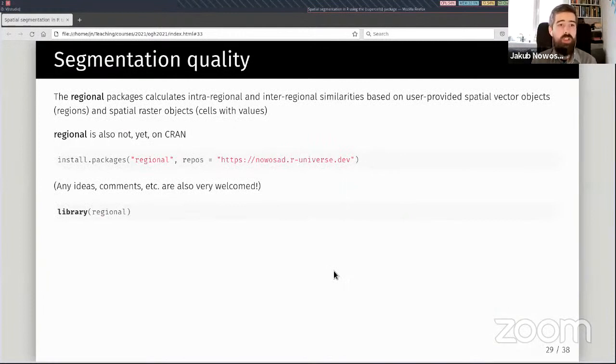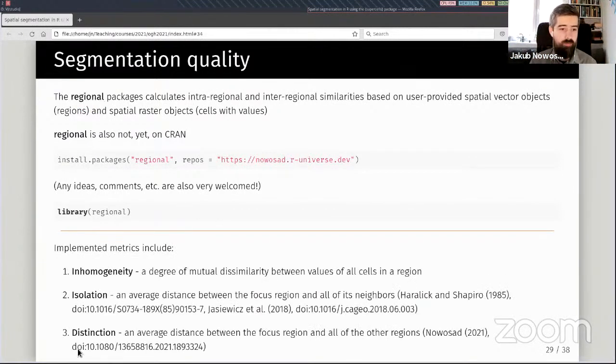So this is quality when we have external data. But what can we do if we don't have any external data? We just want to calculate some internal quality metrics. Then there is also a new approach of mine to work with that in the form of the package called regional. And the main idea of this package is to calculate how cells inside of our regions or superpixels are similar to each other, and how the pixels inside of our region are similar or dissimilar to other superpixels.